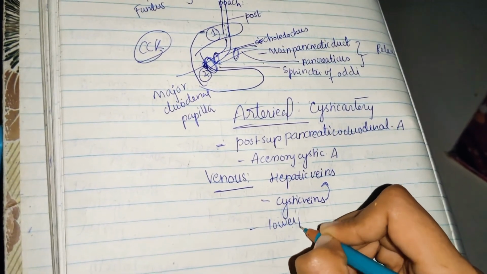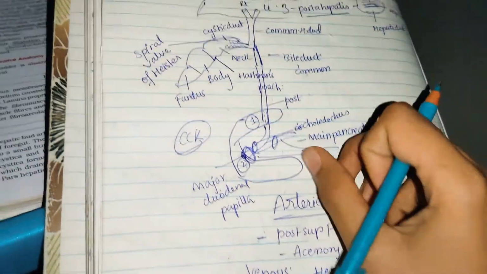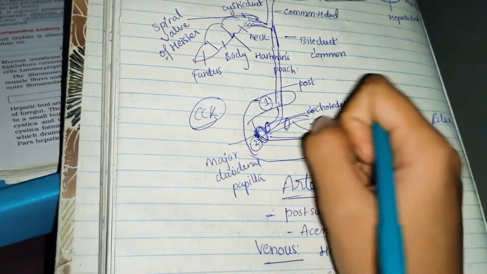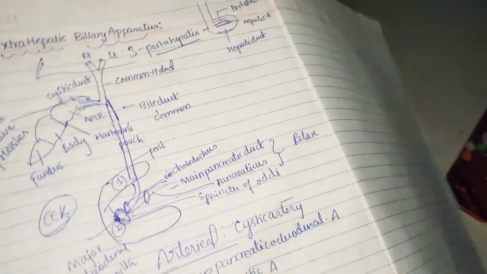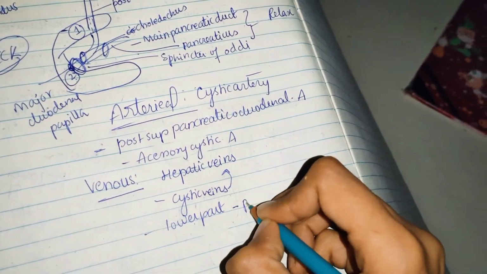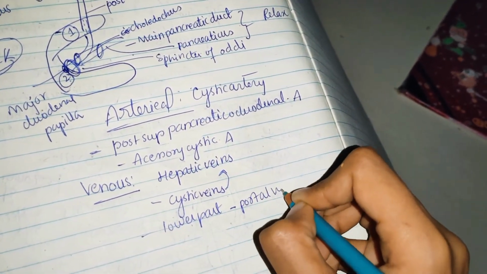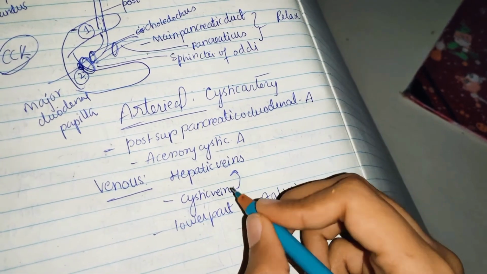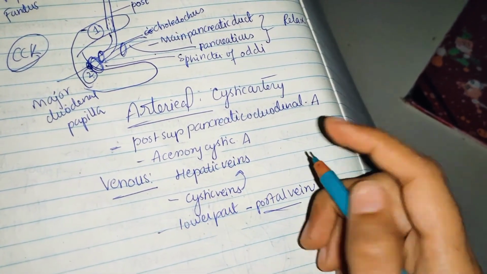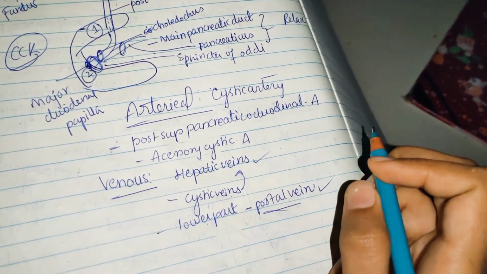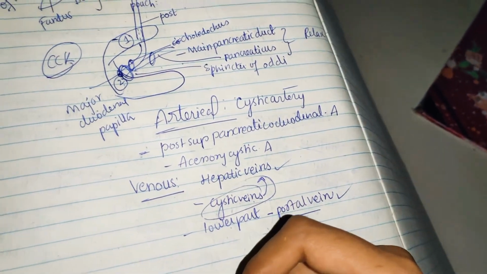Lower part of the bile duct. Here you can see this is the lower part of the bile duct, which will sometimes drain directly into the portal vein. So these are the different veins: hepatic vein, cystic vein, portal vein. Mostly into the hepatic veins and also mostly into the portal vein. Cystic veins only sometimes, rarely.